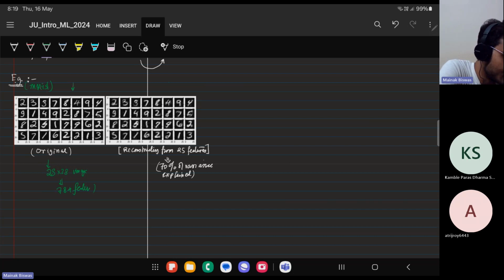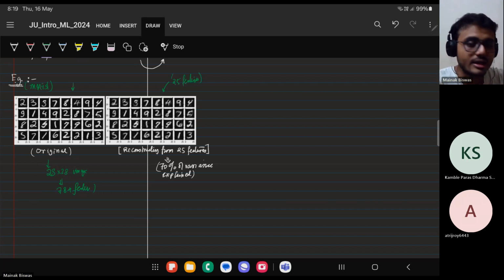But what happens in reality is, even if you take only 25 features, you will get the outline of these numbers very well. Using only 25 features, I can reconstruct the images so well. I will show you how we reconstruct. But the idea is, even with 25 features for the MNIST dataset, you can have all the information of MNIST instead of using all the features. Do you agree?